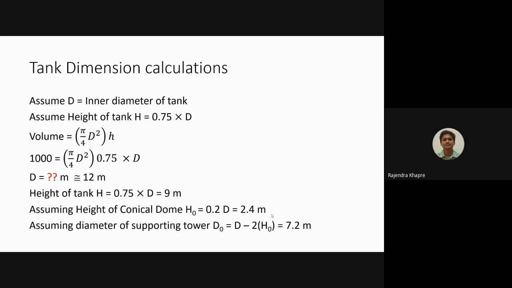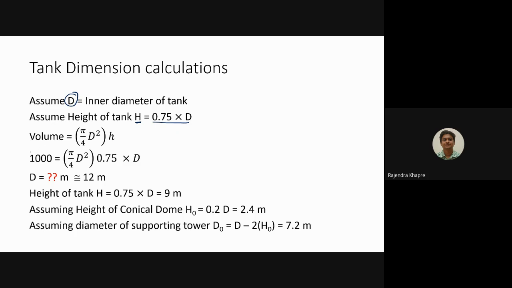So now the very first step is to find out the dimensions of the tank. Like I said earlier, everything depends on D. D is nothing but the inner diameter of the container, that is the tank container. We are assuming the height of the tank as 0.75 times D. So the volume of this tank is pi by 4 D square into height of the tank. This is basically the volume formula.